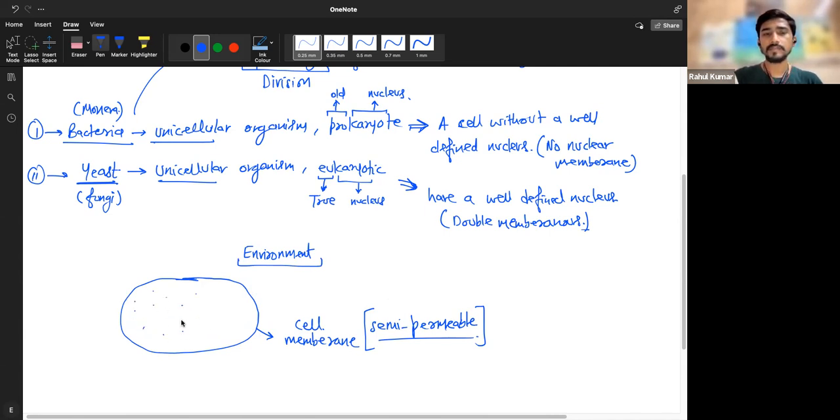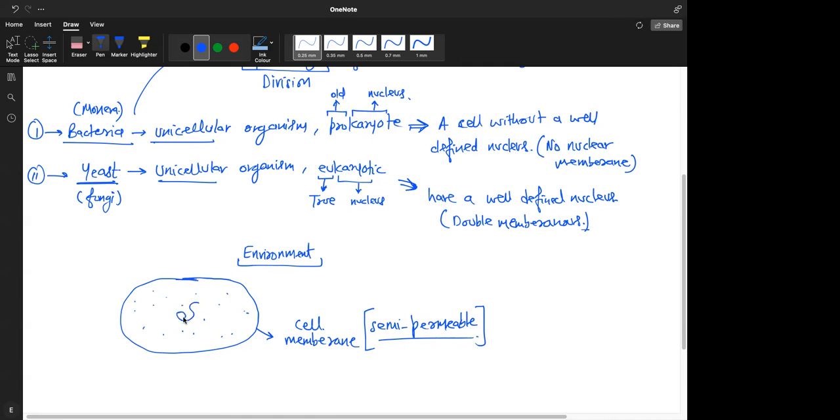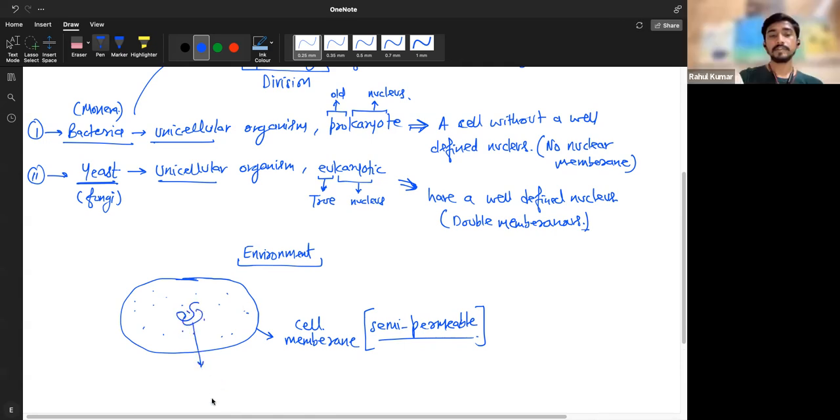And what should be there inside? Inside there is a fluid, right? Because outside also there is fluid, inside also there is something. But what should be the most important thing inside a cell? Nucleus. Yes. Inside the cell, there should be a genetic material, right? The genetic material can be DNA or RNA, but in this case, I am taking it as DNA.